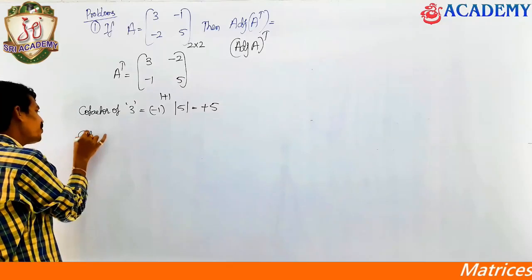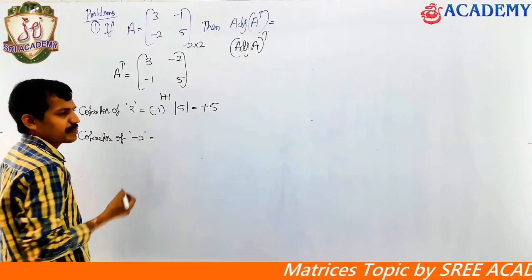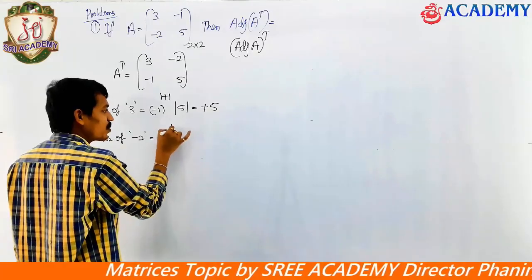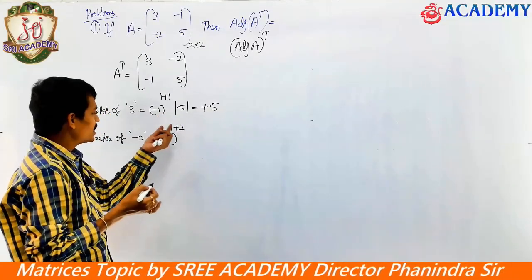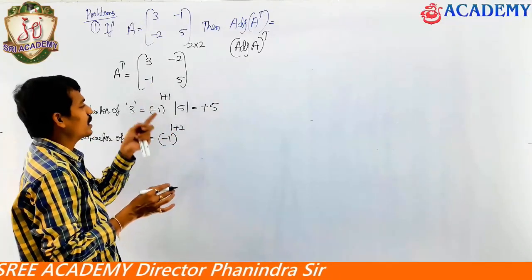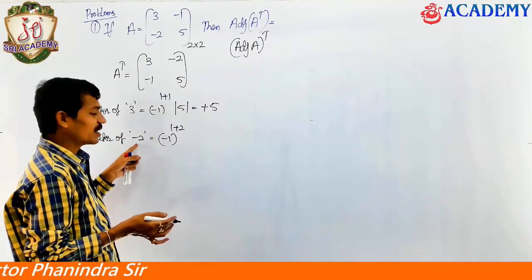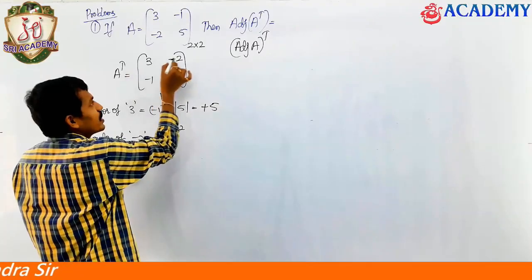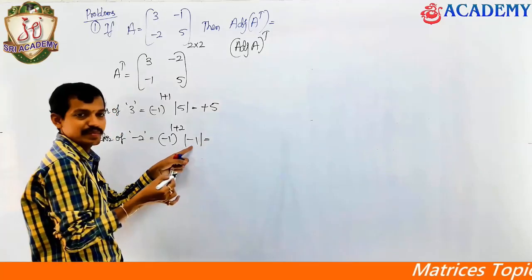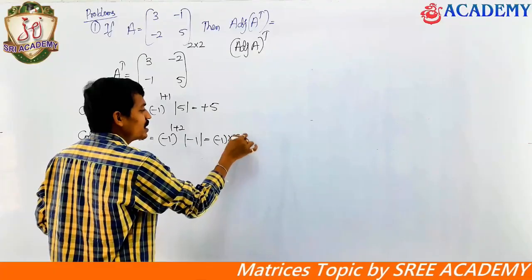Next, cofactor of -2. Where is -2? -2 is in first row, second column. That is -1 to the power of row number 1, column number 2. These are positions. Always you have to write -1 to the power of row number, column number, not the element. Here you must write -3. Cofactor of -2 we are finding. After eliminating first row, second column, what is the matrix? -1. That determinant is going to be that element itself. -1 into this is -1 into -1, which is nothing but +1.